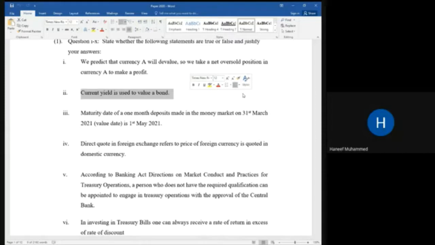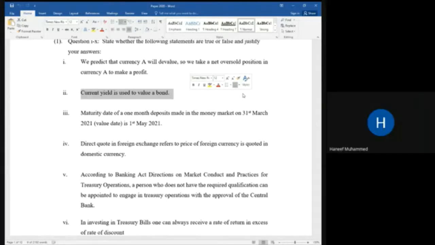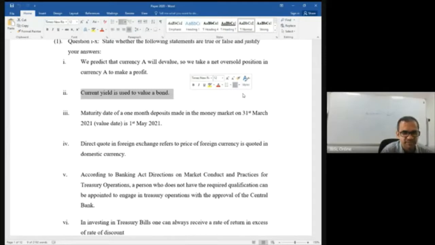Is there a difference in the terming, like yield is used to value a bond or current yield is used to value a bond? Yes, yield is what's used to value a bond. Correct. What is current yield? In general, or day to day, we never say what is the current yield. That's the ongoing yield. But technically there's a definition for the current yield. It's just the coupon divided by the price.